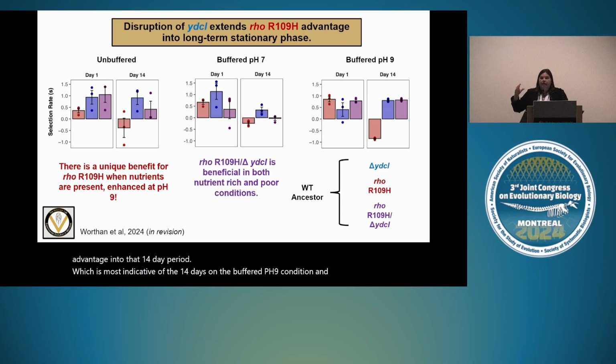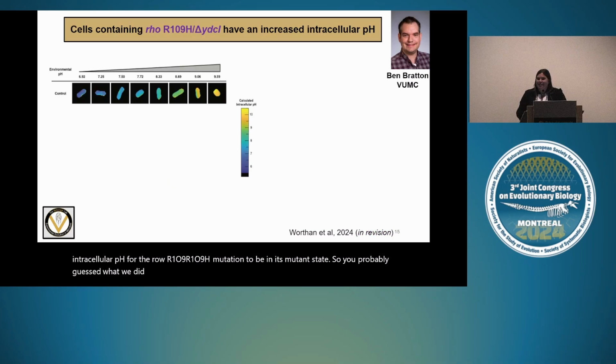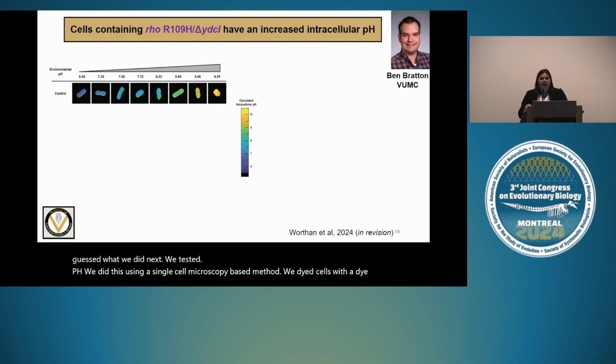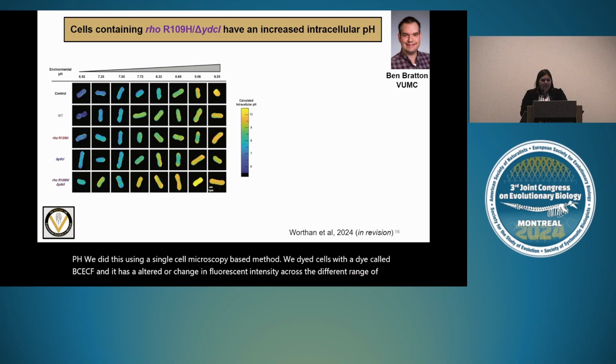Given what we observe with the fitness and the biochemical assays, this indicates that there could be a change in intracellular pH, and really there would have to be a change in intracellular pH for the Rho R109H mutation to be in its mutant state. So you probably guessed what we did next. We tested intracellular pH. We did this using a single-cell microscopy-based method. We dyed cells with a dye called BCECF, which changes in fluorescent intensity across a different range of pH.